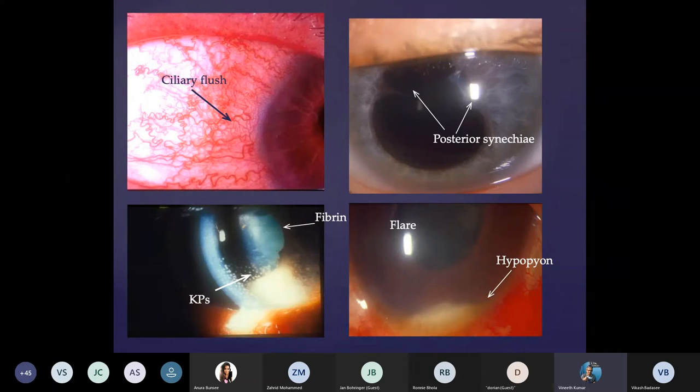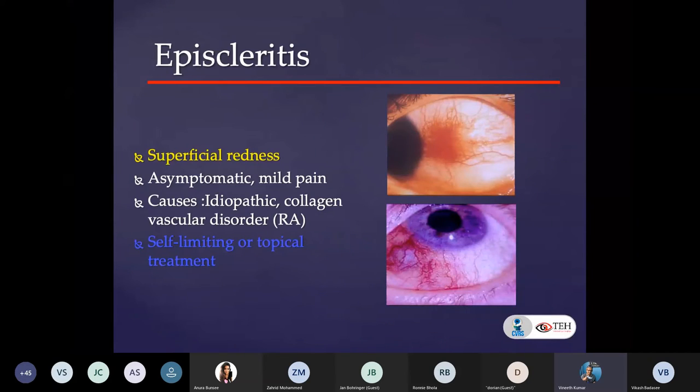And in severe cases, you tend to develop what we call hypopyon, that's the collection of leukocytes in the lower part of the anterior chamber. And usually the anterior chamber is very murky in this group of patients.